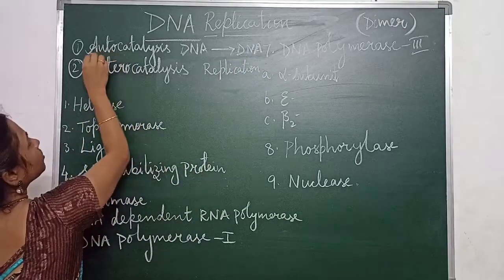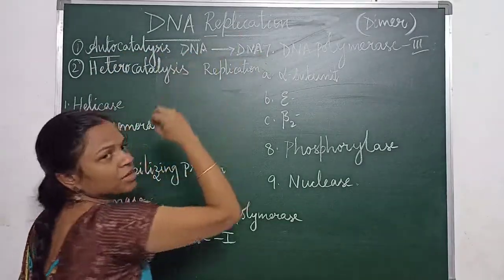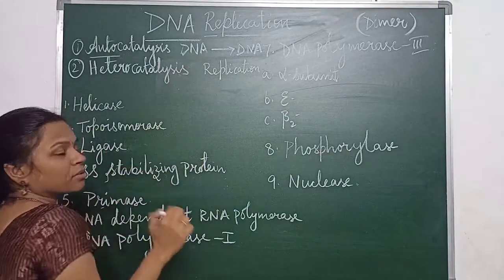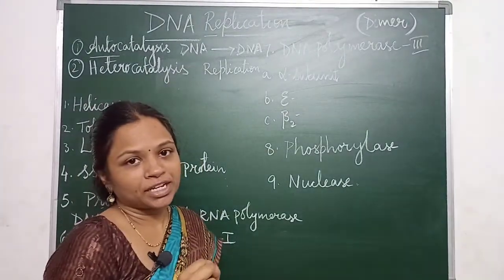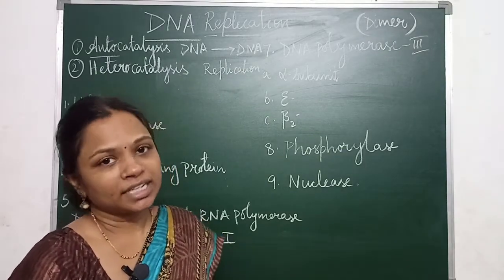Right? So from the word itself we can understand. Auto means it will be self-replicating. So in this, from a double helical model of DNA, we will be getting two more double helical daughter DNAs.